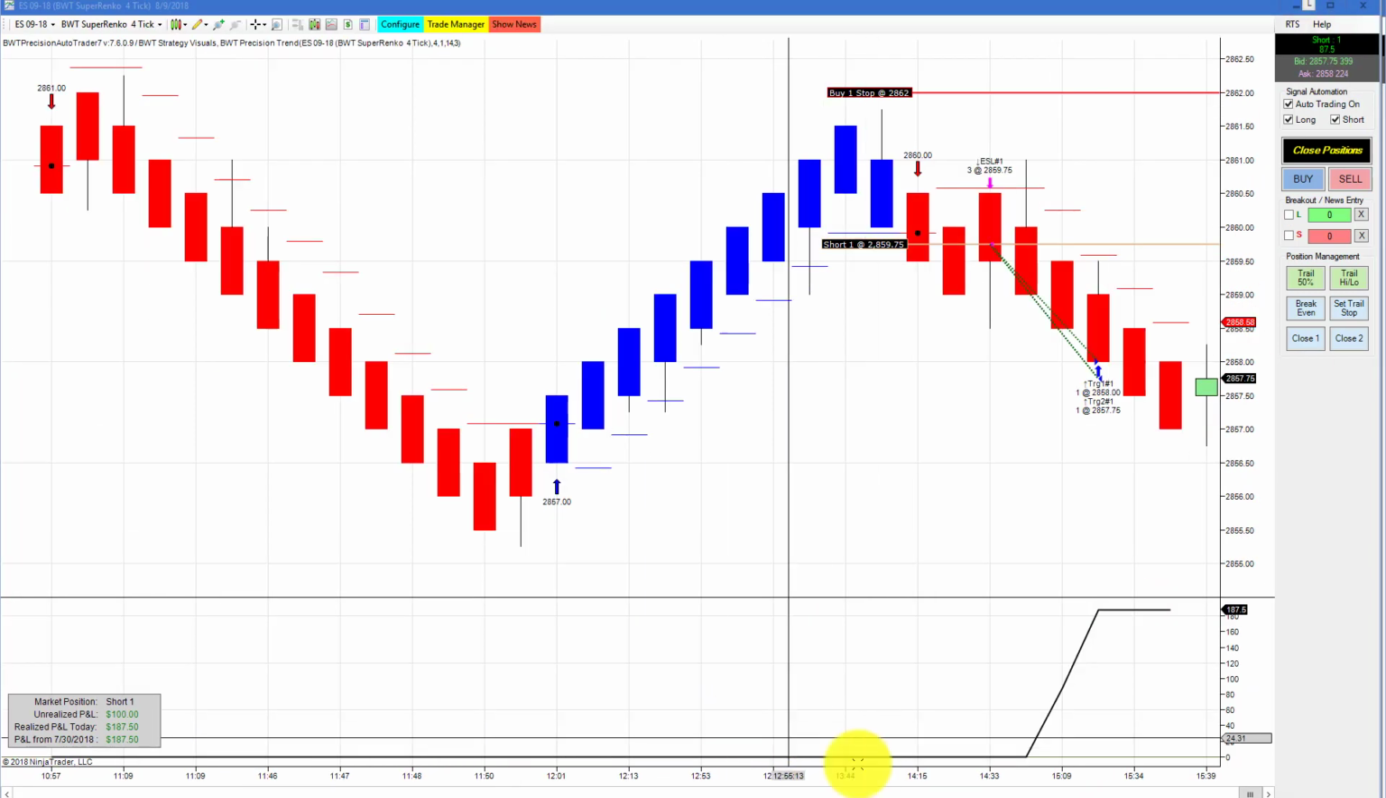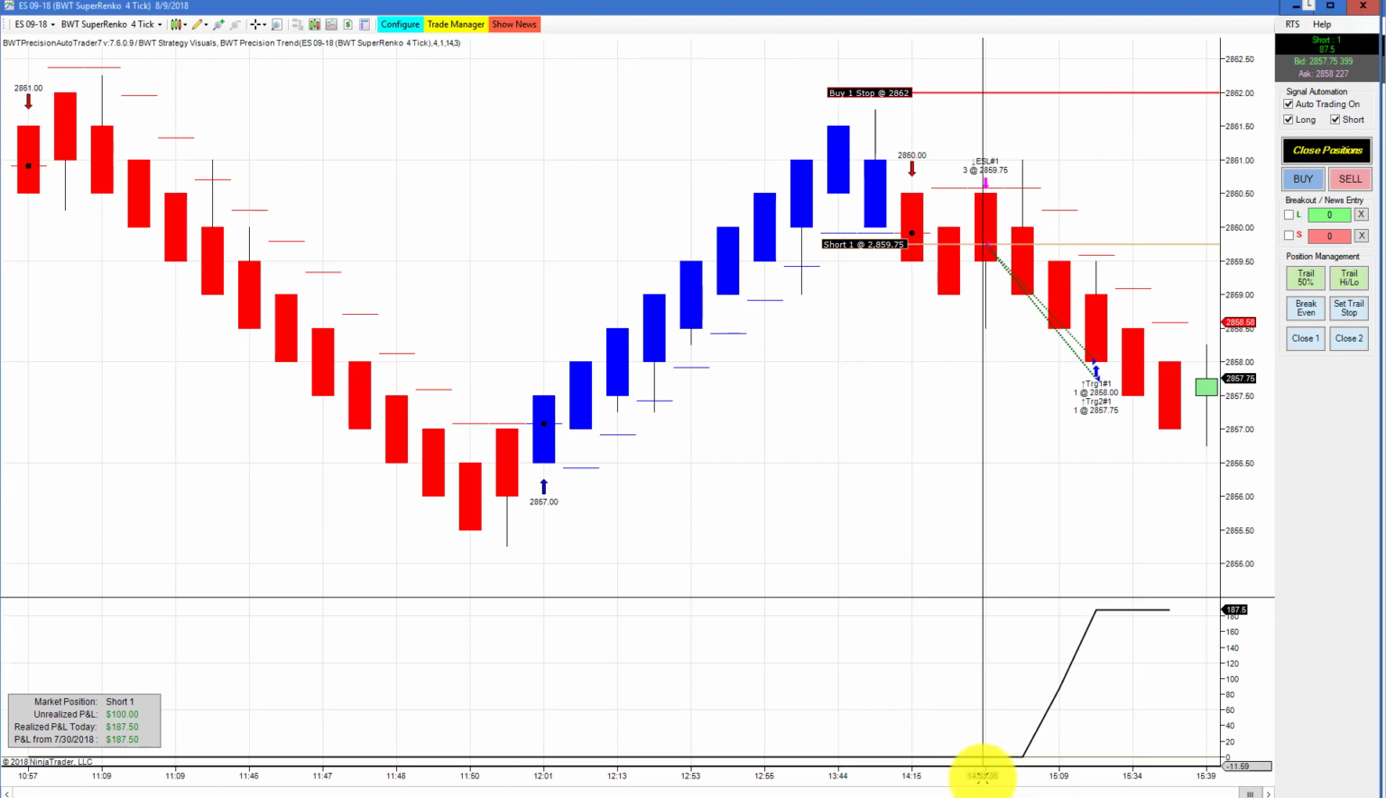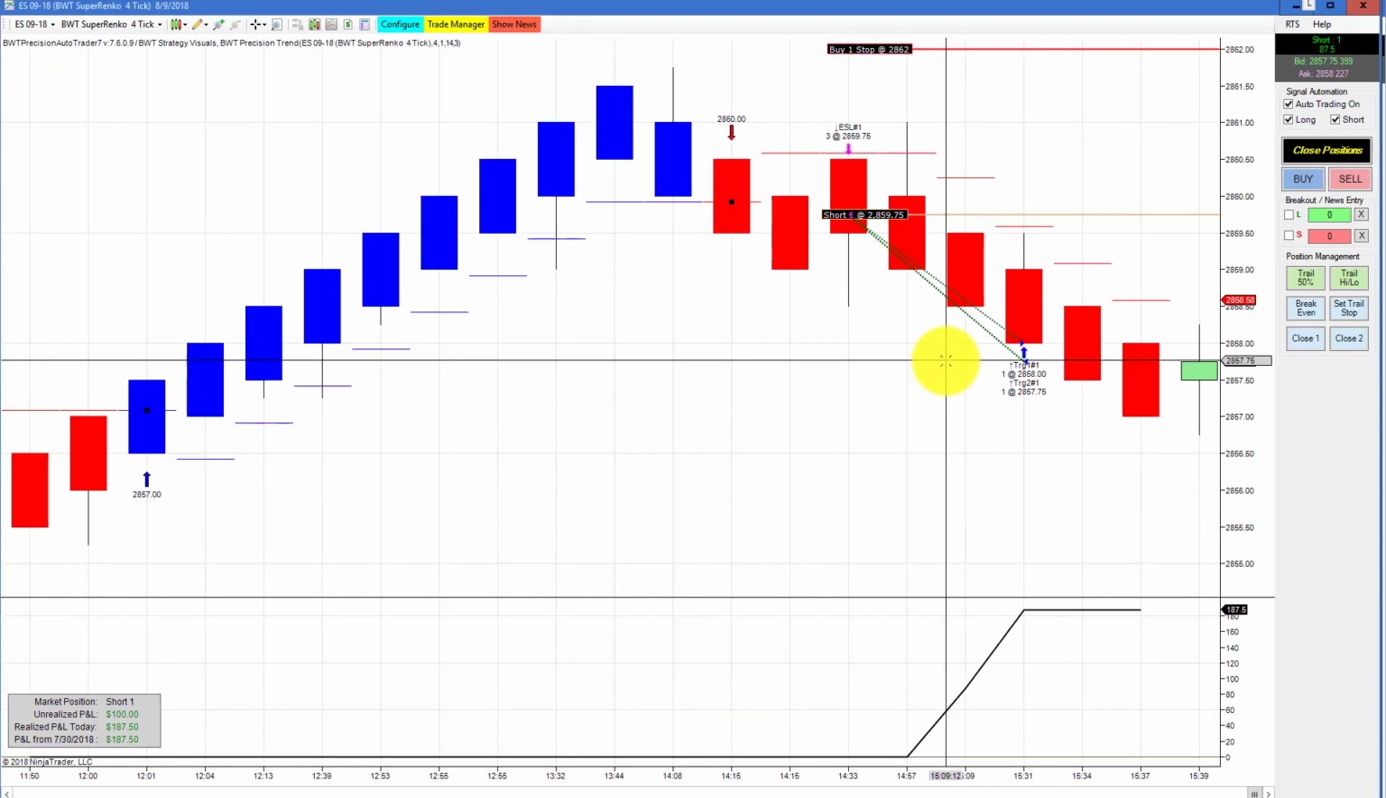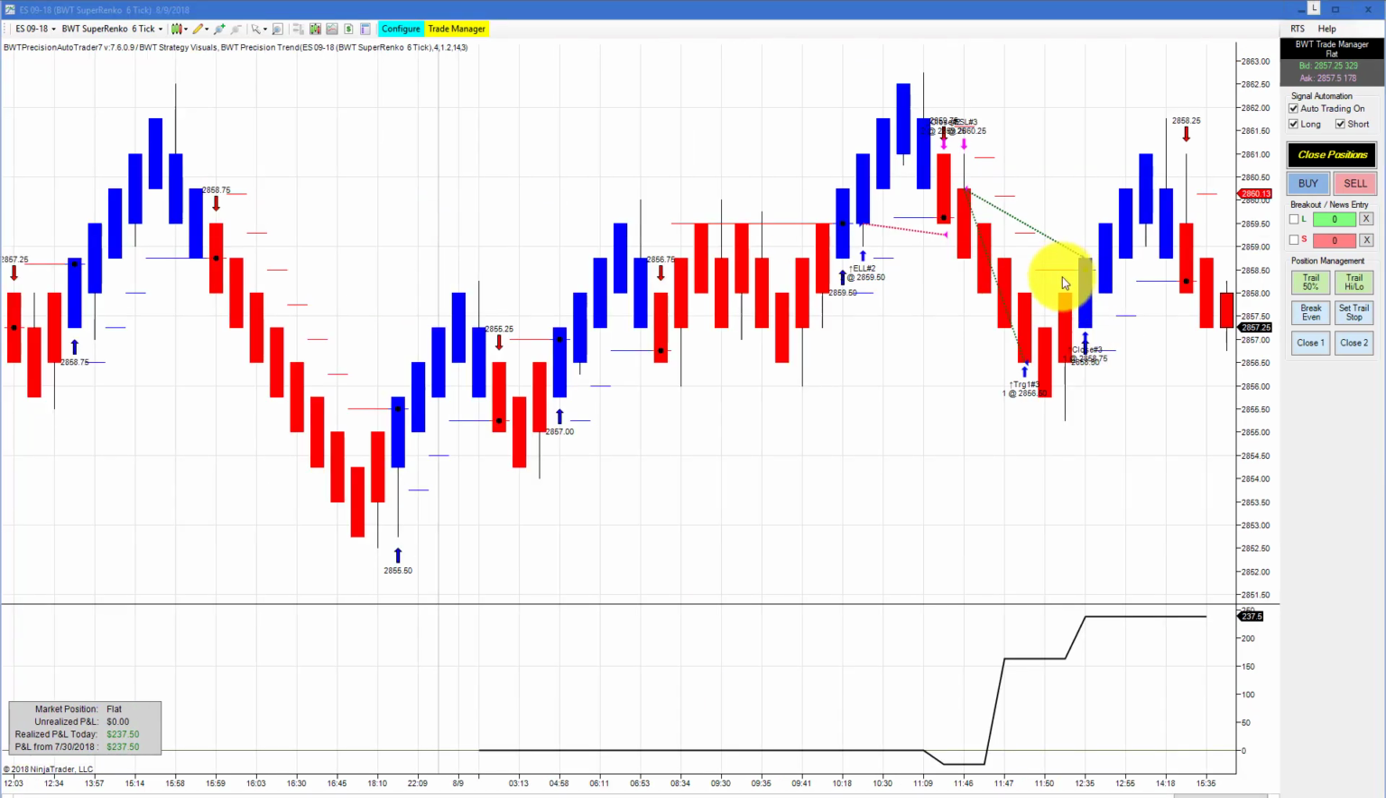Okay, the E-mini S&P on a Super Renko 4-tick chart. This has a single short trade, closed P&L of 187 and open P&L of about 100. Okay, the E-mini S&P on a Super Renko 6-tick had 2 trades, a small loser here and then a short trade here, ending up with a modest gain of 237.50 for the day.